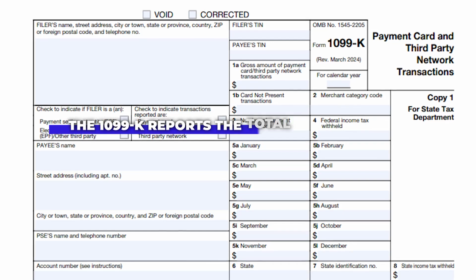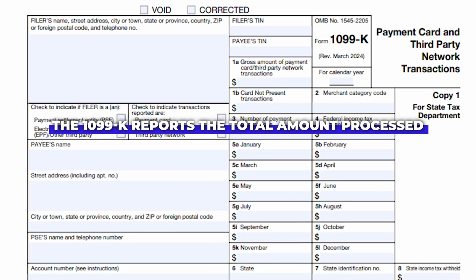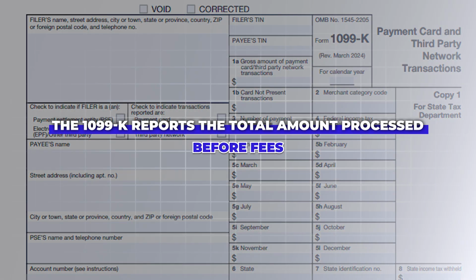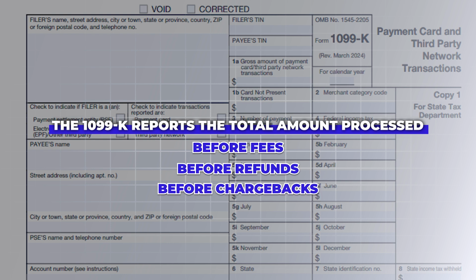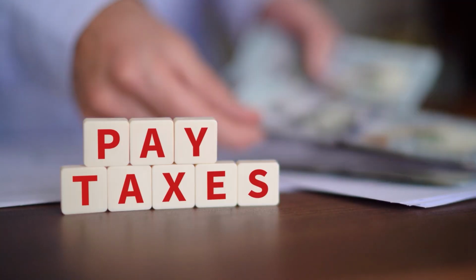But here's where people get confused. The number on that form is not your income. Let me say that again. It is not your income. It's your gross payment volume. And that distinction is extremely important because the 1099-K reports the total amount processed before fees, before refunds, before chargebacks, before any expenses at all. So if you look at that number and think, okay, that's what I made, you're already off track. And that's where a lot of people end up over-reporting income and paying more tax than they should.